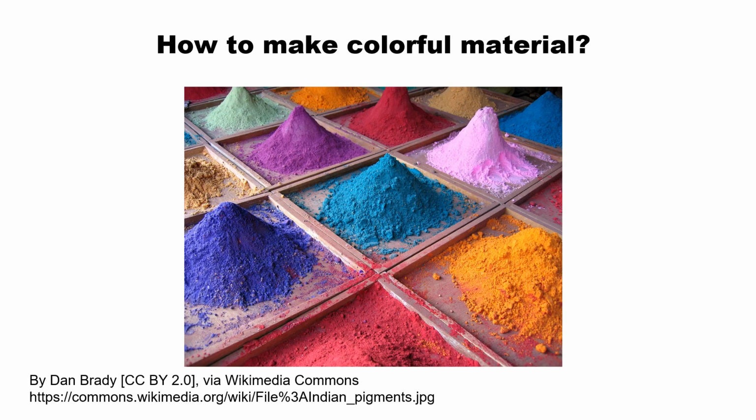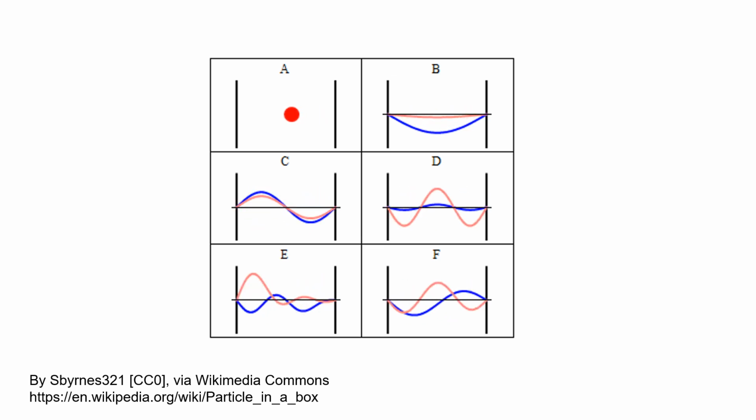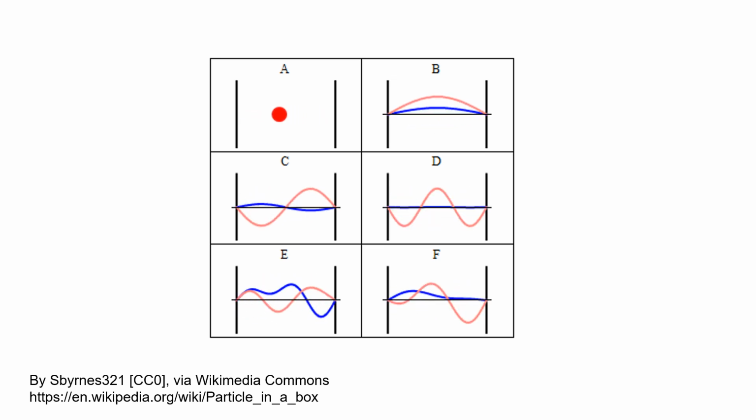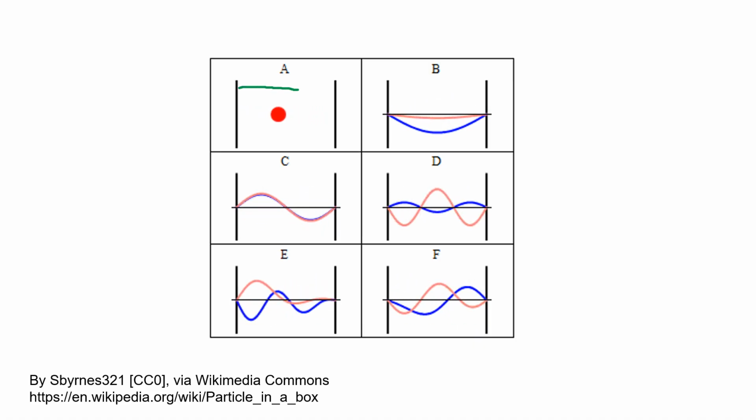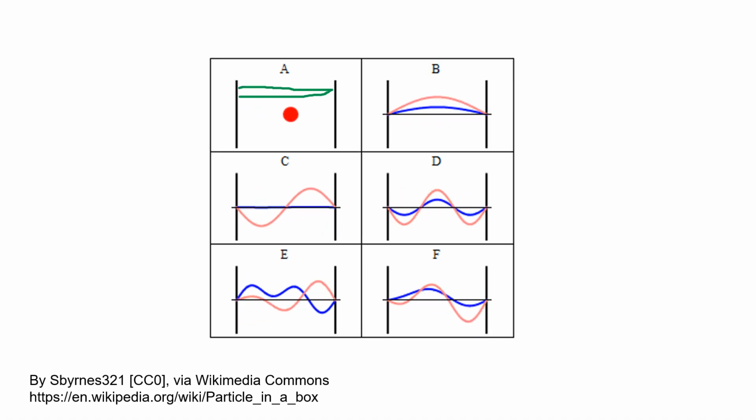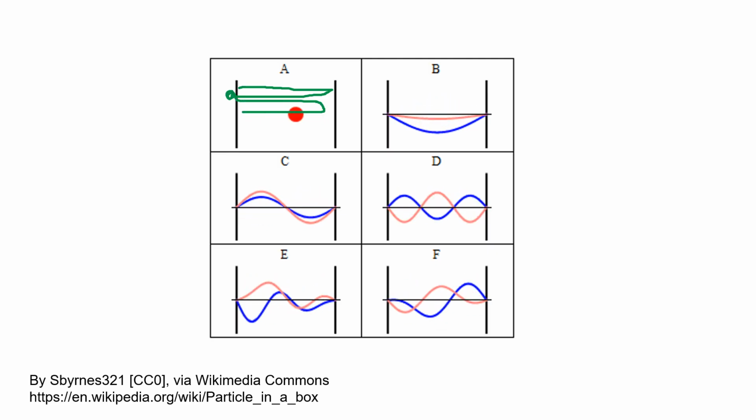Then the next question is, how to make such colorful materials? Here is one possible way. You may have heard of a particle in a box in quantum mechanics. If there is a particle in an infinite potential well, in classical mechanics, the particle is moving from one side to the other and bouncing back, and it cannot penetrate this well.